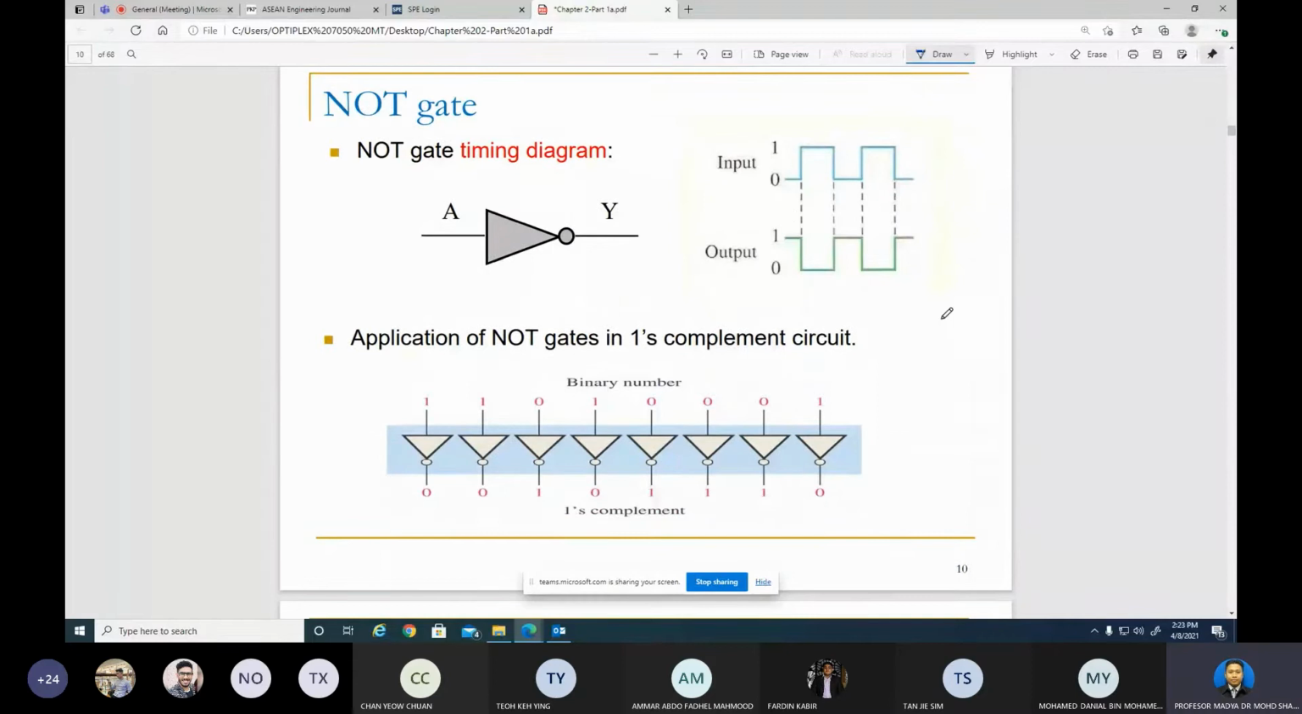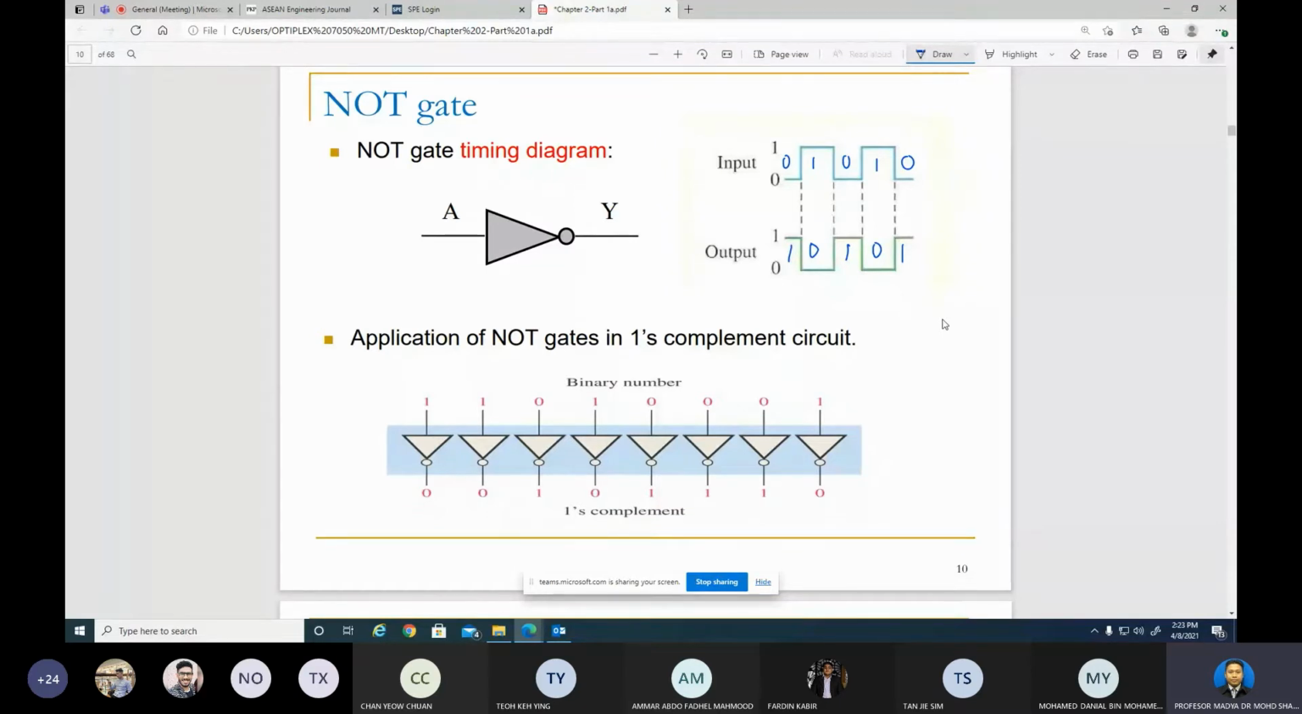You can see the timing diagram. This is the input, and this is the output. For example, we have 0, 1, 0, 1, 0. Here we invert the input, so the output will be 1, 0, 1, 0, 1. This is the output of the inverter.